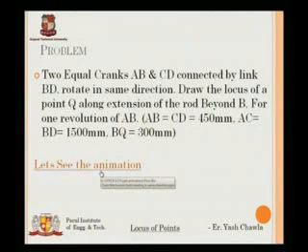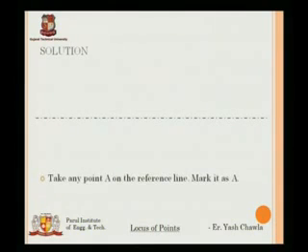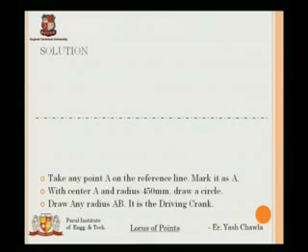Okay, let's move on. What is the first thing that we do? We draw a reference line of any length. So I have drawn this center line of any length. Now the next step is to take a point A on the reference line. Point A is marked on the reference line. Then with radius equal to AB, that is 450 mm, I will draw a circle, and then I'll take any radius and mark it as AB.